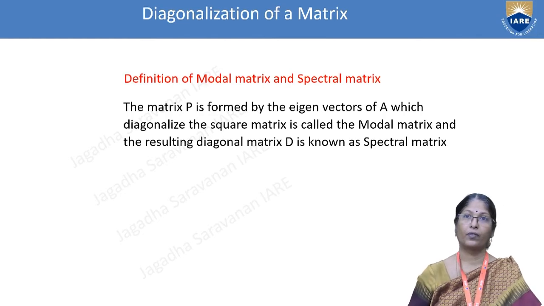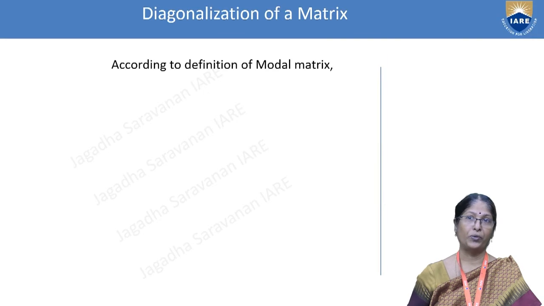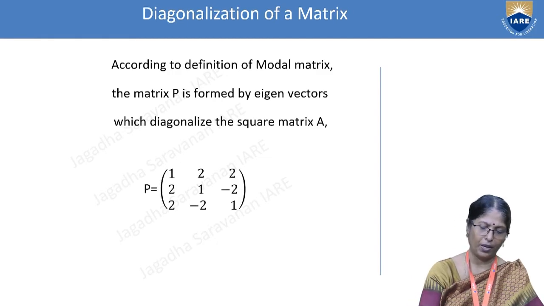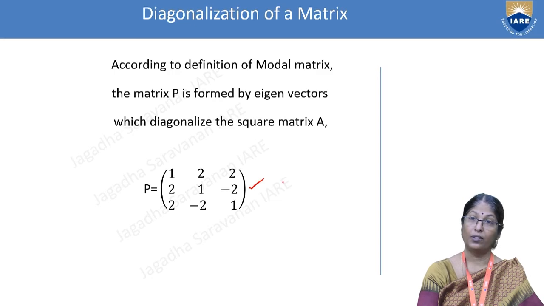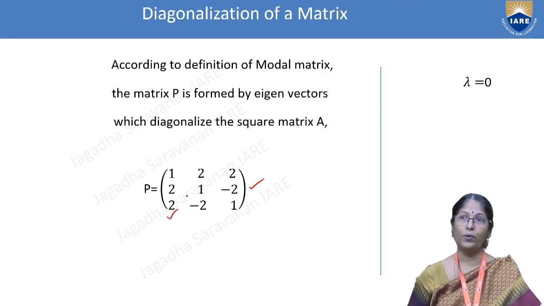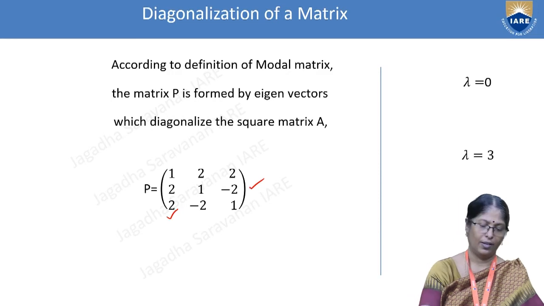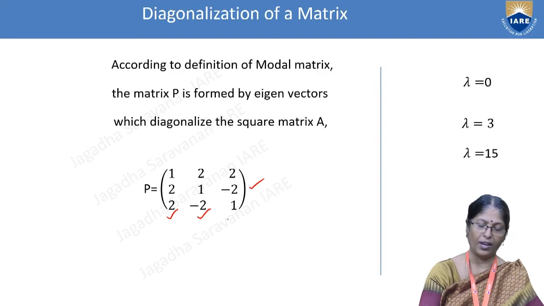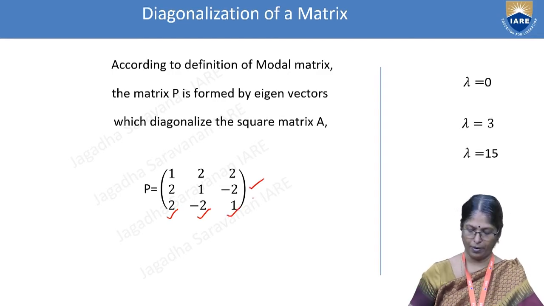Now, according to the definition of modal matrix, the capital P is formed by eigenvectors which diagonalize our square matrix. This capital P, how did we get it? It is formed with the help of eigenvectors. That is, the first one is the eigenvector when lambda equals 0, when lambda equals 3 this is the eigenvector, when lambda equals 15 this is the eigenvector.